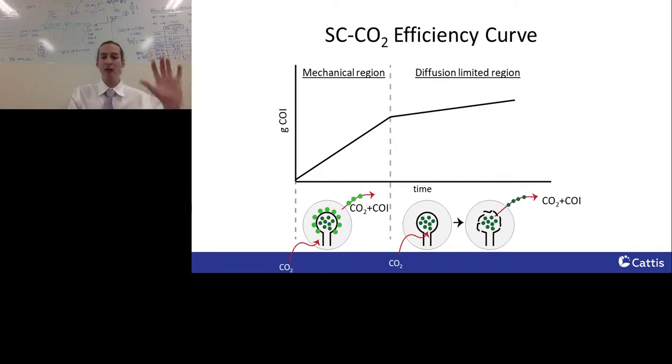And so the mechanical region happens pretty fast. The diffusion limited region is kind of the painful region of extraction. And so in this work, we're looking at how can we make the diffusion limited region less painful? How can we expedite that process in SFE?